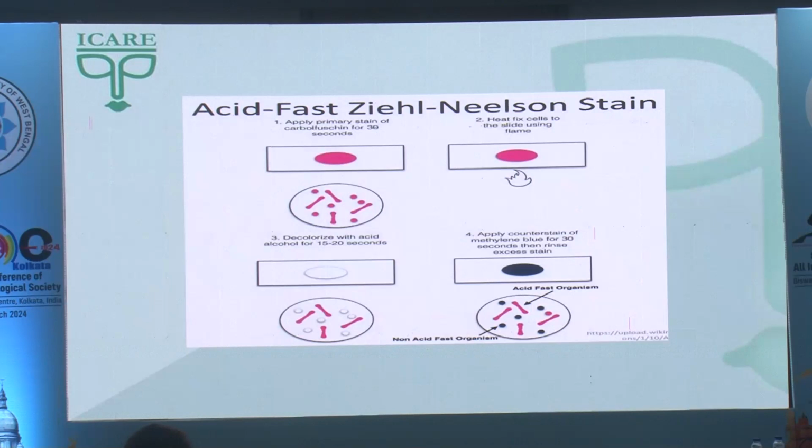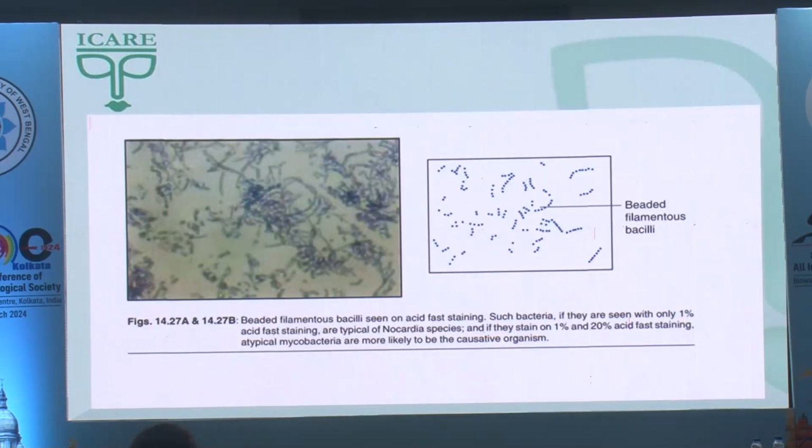The acid-fast Ziehl-Neelsen stain, so you use primary staining with strong carbol fuchsin for 30 seconds. You heat fix the slide, and then decolorization is done with acid alcohol for 15 to 20 seconds, and then counterstaining is done with methylene blue. Here first the 1% acid alcohol is used, and 20% is done in a second sitting. So here beaded filamentous bacilli are seen.